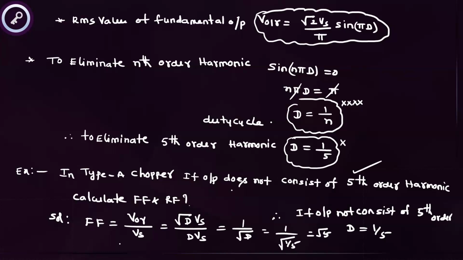Can you tell what the ripple factor is, students? Ripple factor equals square root of form factor square minus 1. That is the relation between ripple factor and form factor. That is root of 5 minus 1. If you square this root, the root and square cancel, 5 minus 1 is root 4. Then the ripple factor equals 2, and the form factor equals root 5.